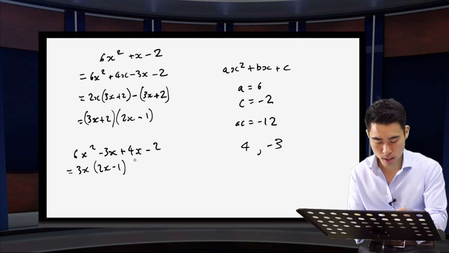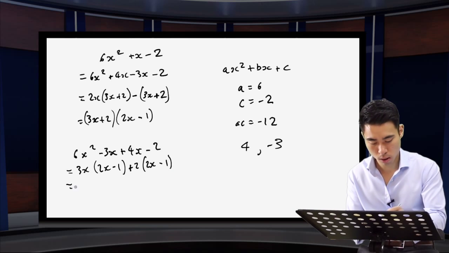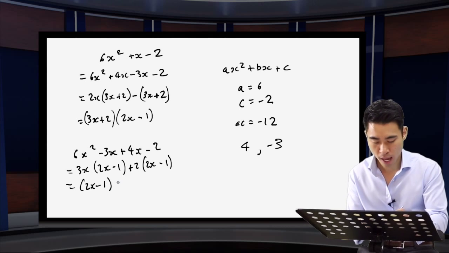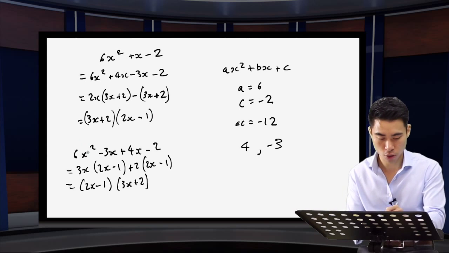Now, looking at this second lot of two terms here, I can take out plus 2. And I'm going to have 2x and minus 1 in this set of brackets. And now I've got 2x minus 1 here, 2x minus 1 here. I can take out that common factor from both of those two blocks, and I'm left with 3x plus 2 in there. So it does give me the same thing there.